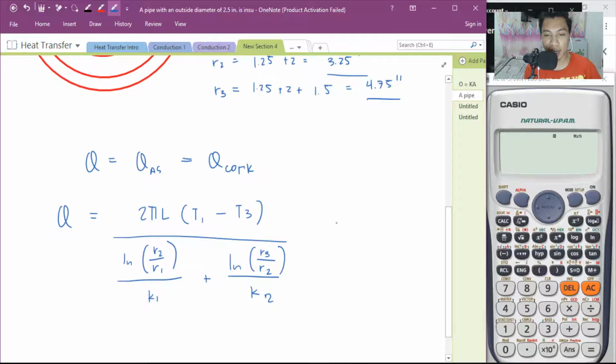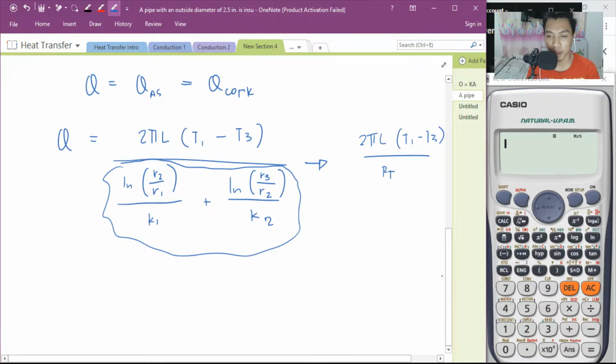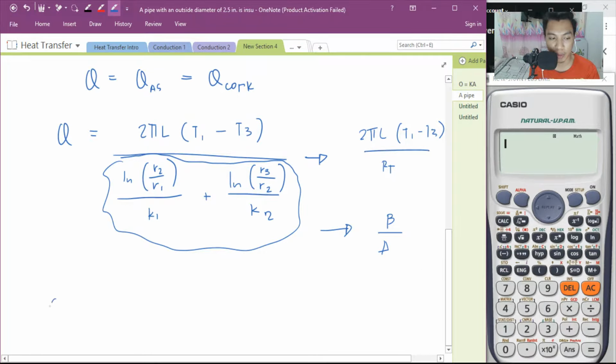Now, let us see hindi kakasya sa calculator to. I'm sure. Pero sir, pwede ko naman gamitin na ganito, di ba? Tignan mo, itong nasa baba kasi is the total resistance kung di ako nagkakamali. That is equal to 2 pi L tapos T1 minus T3 over RT. Okay? Kasama yung 2 pi dito pero in-extract ko na lang. So, unahin ko munang isolve to. And you must do it as part B over part A sa calculator. Ganyan na magiging kalalabasan yan. So, let us solve first yung A.